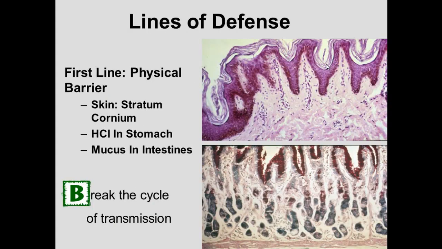So the first line of defense of our body is our skin. The stratum corneum prevents things from coming through, and the bacteria on the surface of the skin don't get inside because of our skin. Also, for things that we eat, the hydrochloric acid in the stomach and the mucus in the intestines prevent invasion of things that we eat into the body's milieu inside the epithelium. So that is how we break the transmission cycle.